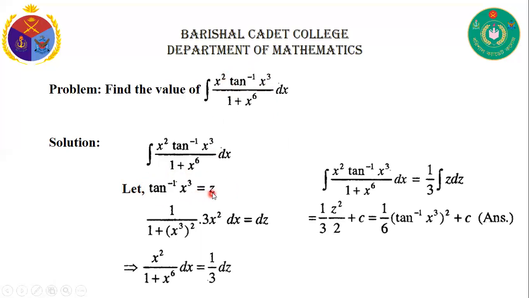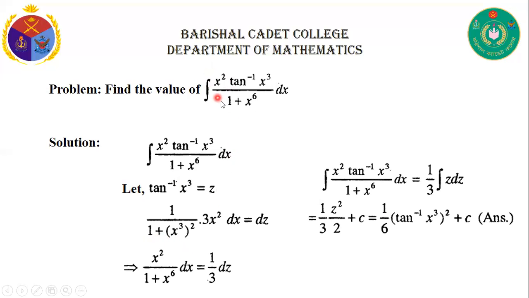So the differentiation of this is dz by dx. We know that the differentiation of tan inverse x is 1 by 1 plus x squared. So here the value of x is x cube, so 1 by 1 plus x cube whole squared. And the differentiation of x cube is 3x squared. So we have 3x squared divided by 1 plus x to the power 6. So boys, can you see from this problem, that is x squared divided by 1 plus x to the power 6, so already we have it here.